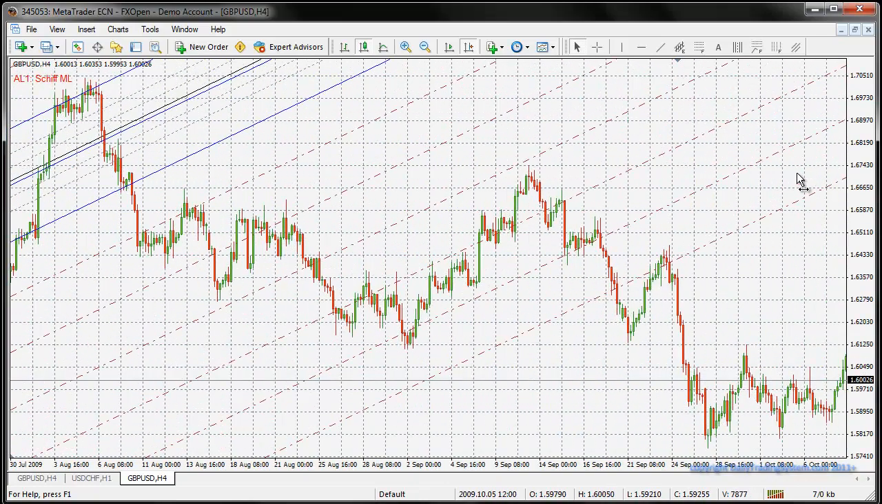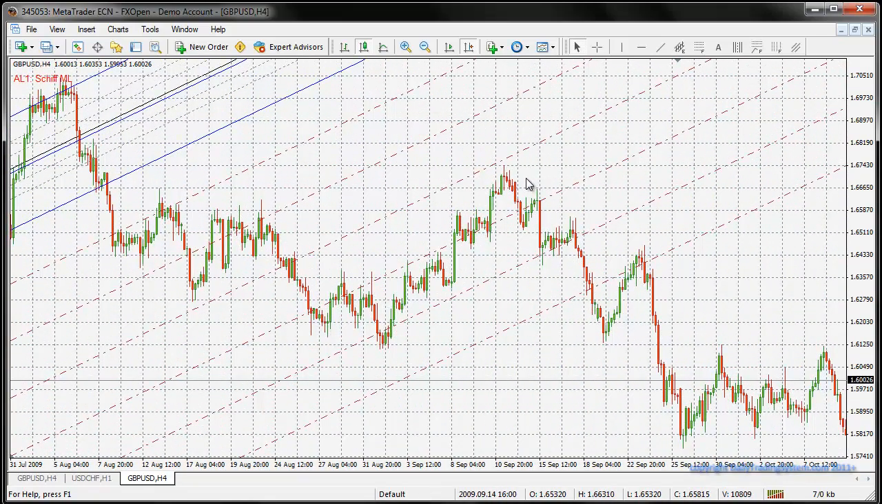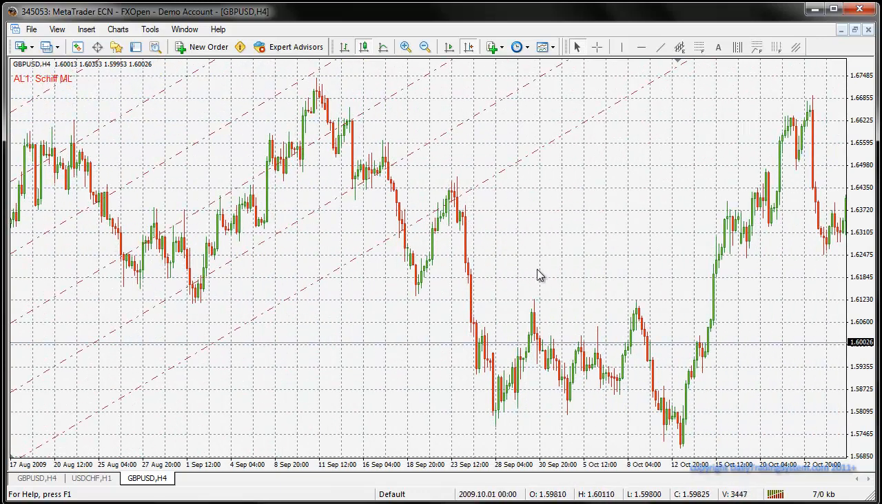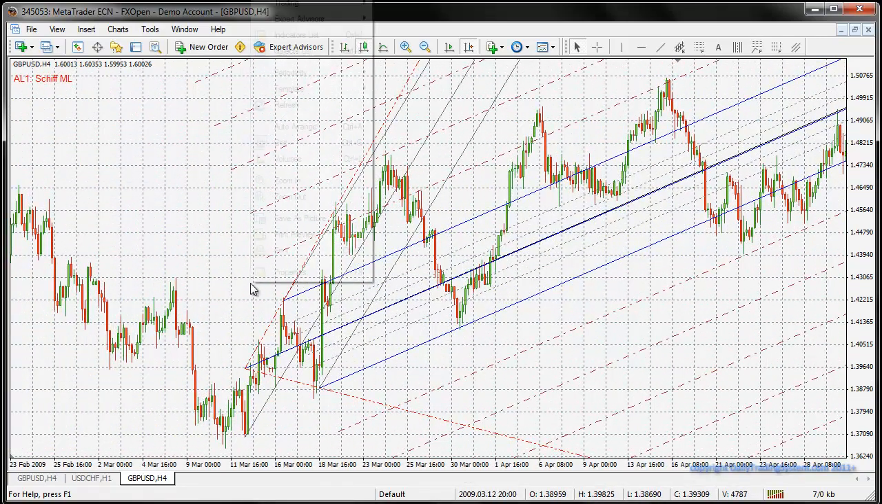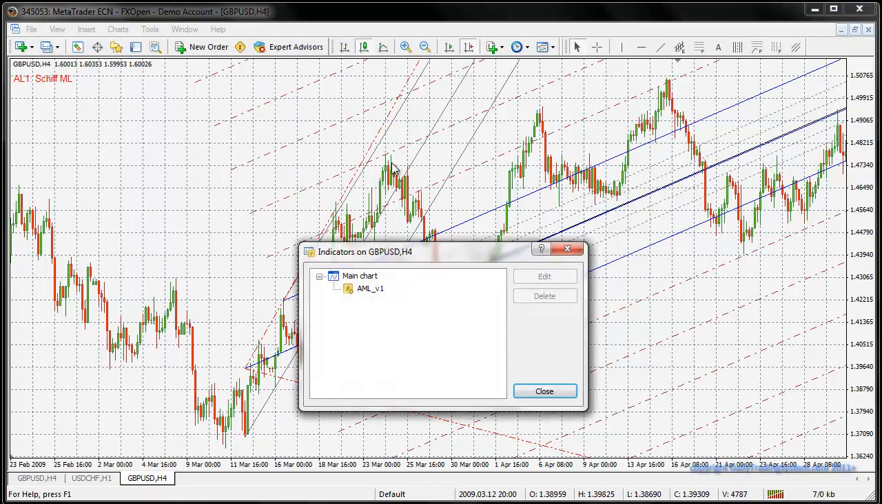Oh, that's interesting. 1, 2, 3, 4, 5, 6. There's 6 median lines on there by default, and this one actually reversed on the 6th median line. I wonder if this actually happens all the time. I might actually try that out and see if it does.